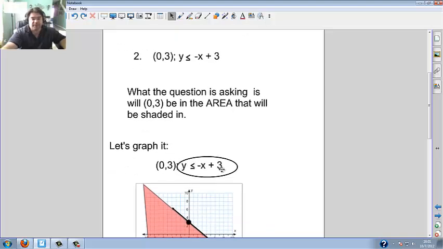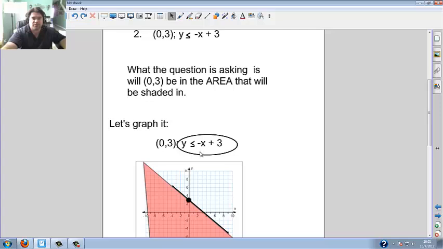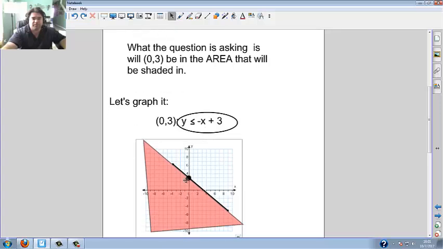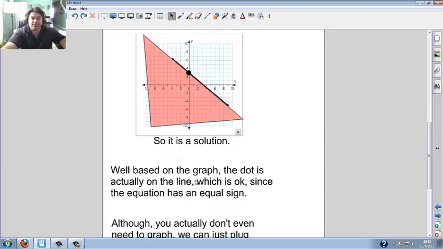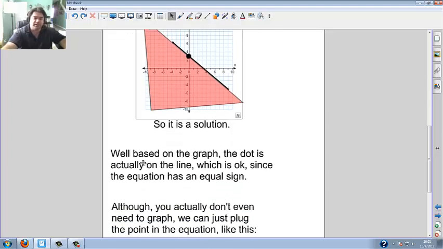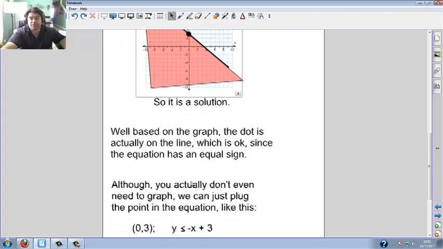Well, first you can just graph this. y is less than or equal to negative x plus 3, so up 3, down 1 over 1. And (0, 3) is right on the line. Because it's equal to as well, it does actually work. It is a solution. Based on the graph, the dot is actually on the line, which is okay, since the equation has an equal sign.